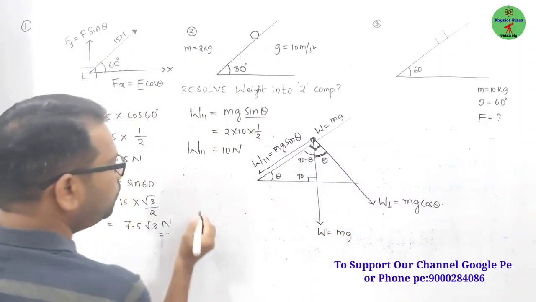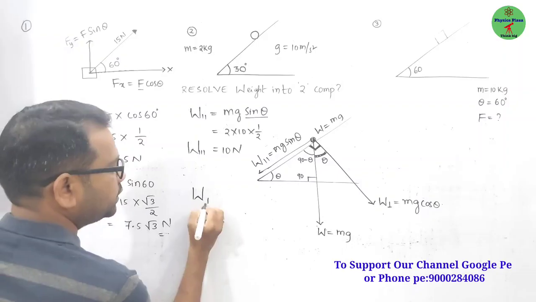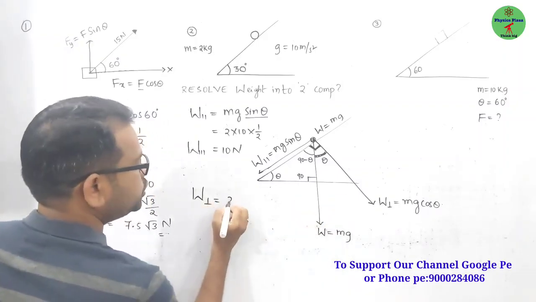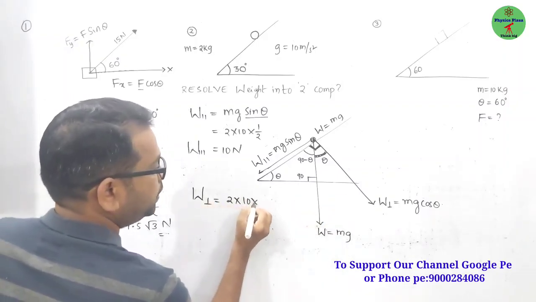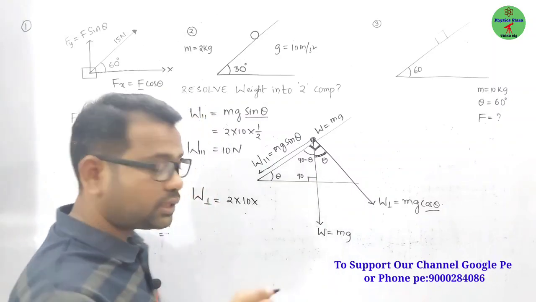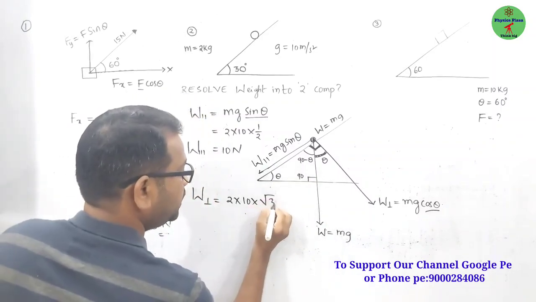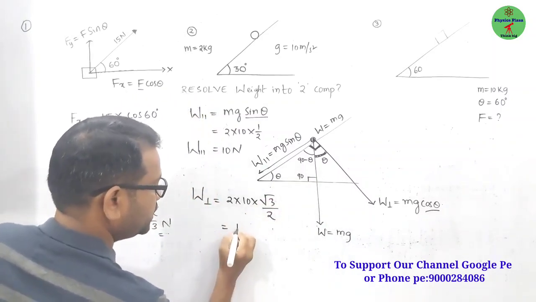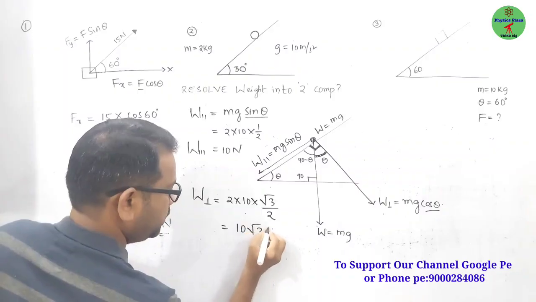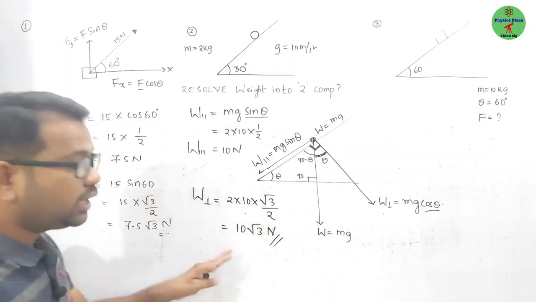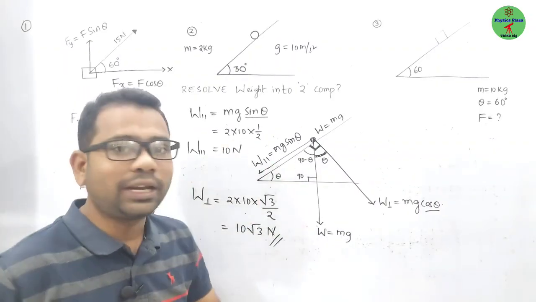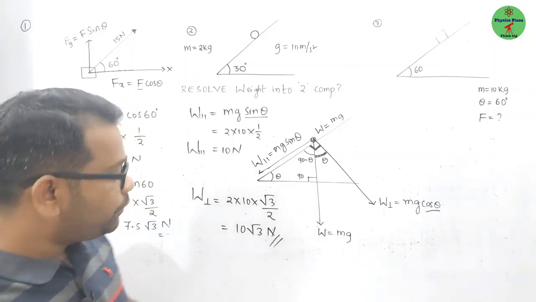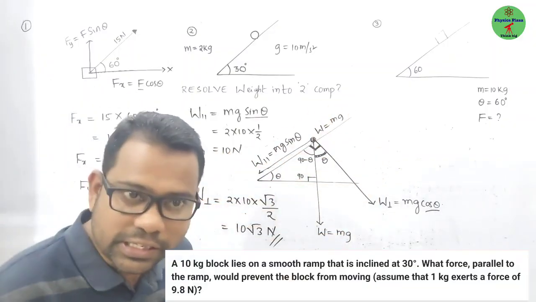For inclination it is parallel, don't get confused. Now the vertical component they are asking. So that is mg, m is 2, g is 10. But now it is cos 30. Cos 30 is root 3 by 2. So this is 10 root 3 Newton. Here is the vertical component of the weight to the inclination. Clear? Fine. Now with this concept, the third numerical is going to be very easy.